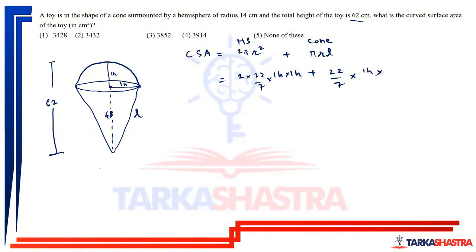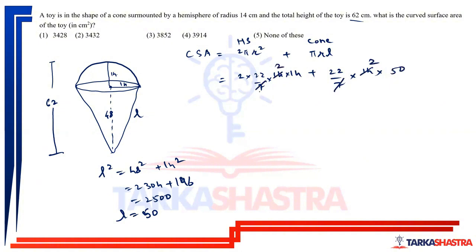Okay, this is your slant height. So L square is equal to 48 square plus 14 square, which is 2304 plus 196, which is 2500, which gives me L is equal to 50. So into 50. So this is 7 1, this is 7 2, this is 7 1, this is 7 2.